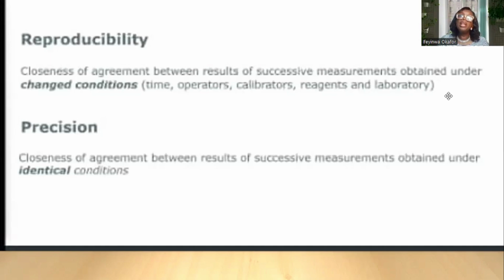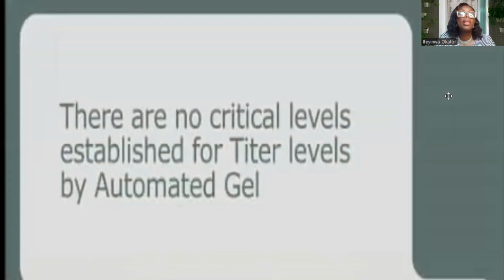So if you have a titer of 8 in the historic sample, and it gives you exactly what you obtained before, you'll be sure that what you are doing today is also what it should be. And that will also help you to know whether there's a significant rise in the titer of the antibodies that you are assaying. Now, research is ongoing on how to standardize the automated gel method, and there are no critical levels that have been established for the titer levels using the automated gel method.